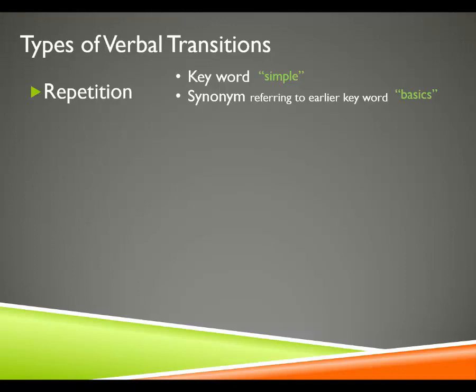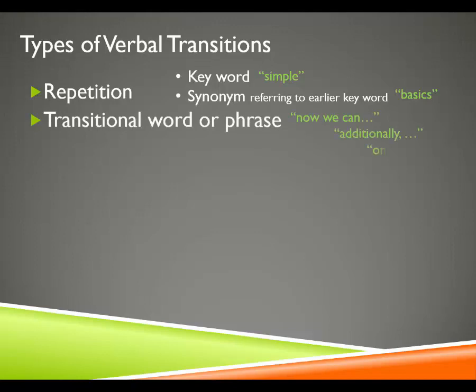Another method is to use transitional words or phrases, such as now we can, or additionally, or there is one more. Notice that in this case, I use the transitional phrase another method to introduce this second point. Enumeration is counting or putting things in order. For example, you may say second, next, or finally.